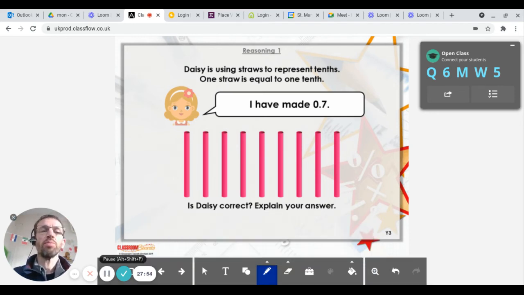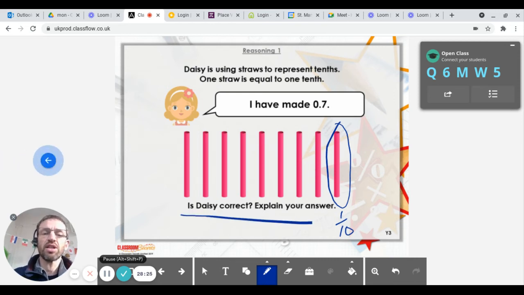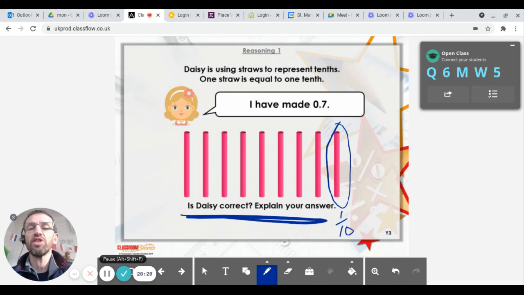So we have to read the problem. Daisy is using straws to represent tenths. 1 straw is equal to 1/10. Let's read that again. Daisy is using straws to represent tenths. 1 straw is equal to 1/10. So this is a straw, and Daisy says that is 1/10. They're all tenths. And she says, I have made 0.7. So the question is asking, is Daisy correct? And explain your answer.